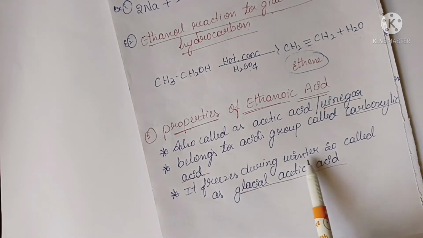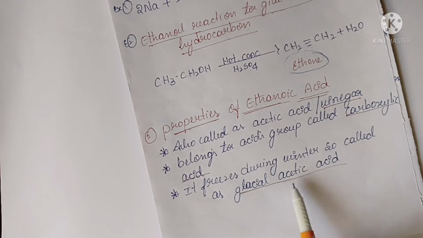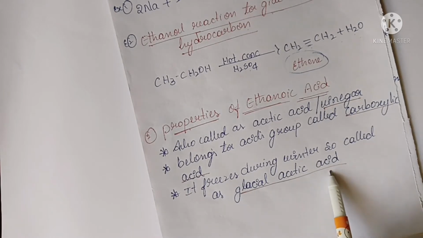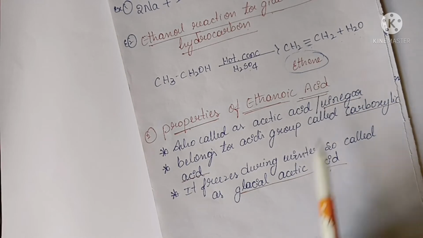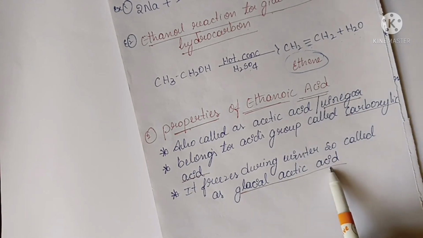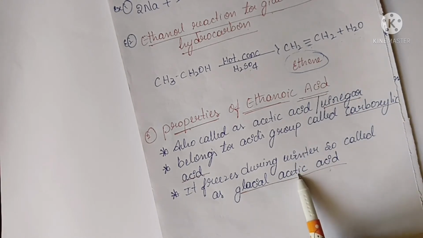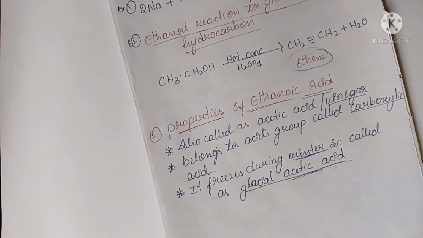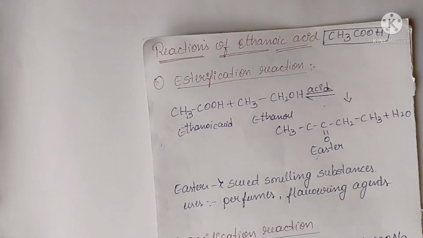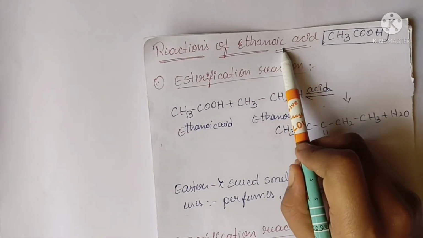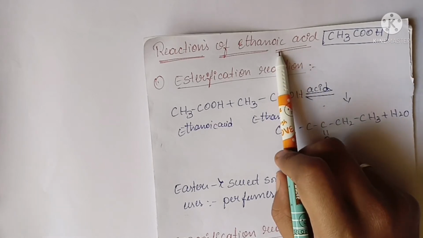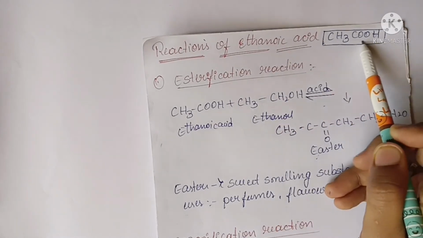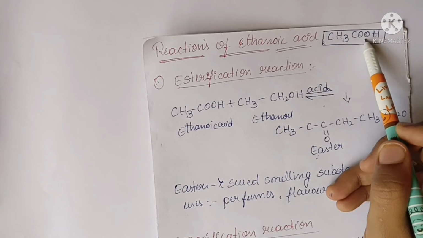It freezes during winter, so it is called glacial acetic acid. We have another name for ethanoic acid, that is glacial acetic acid. Why? Because it has a property to freeze itself during the winter. It should be remembered by you, my dears. And now let's discuss how the ethanoic acid reactions take place. This is the formula of the ethanoic acid, CH3COOH.